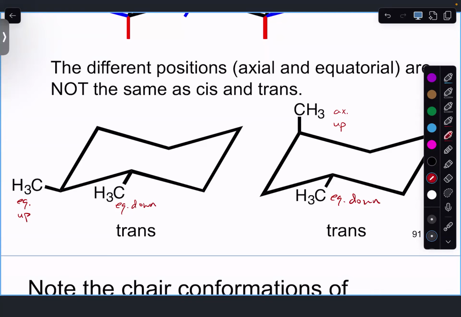Because now it is, well, as an equatorial, yeah, it's still equatorial, but then it's moved up to here. So what would the equatorial be there? You would have an axial up, and then you would have your equatorial down. So if you move the equatorial methyl from where it is over there, it would be an equatorial down, which would be cis to that. Because they would both be going down in that case.